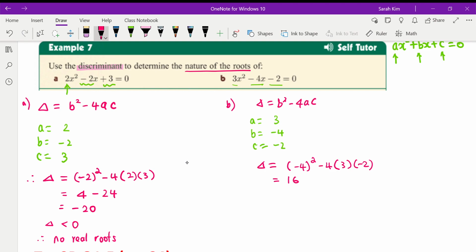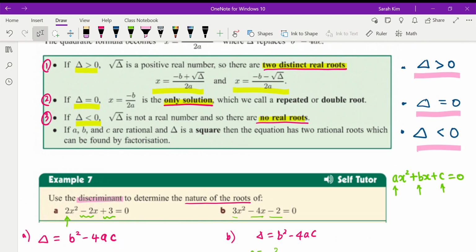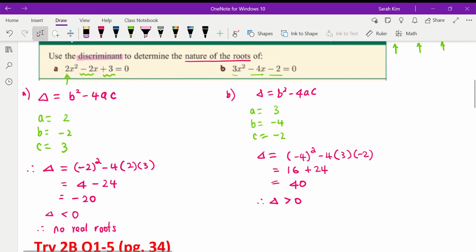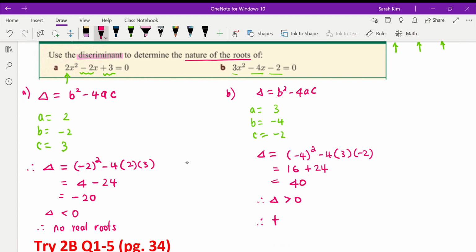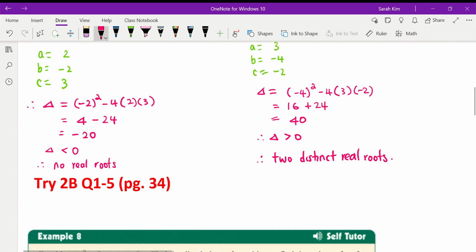Right, 4 times 3 is 12, so now plus 24. Okay, this will be 40. So therefore, my discriminant is greater than 0. So if I have a look at my 3 options, it's the first option where my discriminant is greater than 0. So it'll be 2 distinct real roots. So therefore, 2 distinct real roots. Done. I don't have to actually find it. They just want you to determine the nature of the roots.